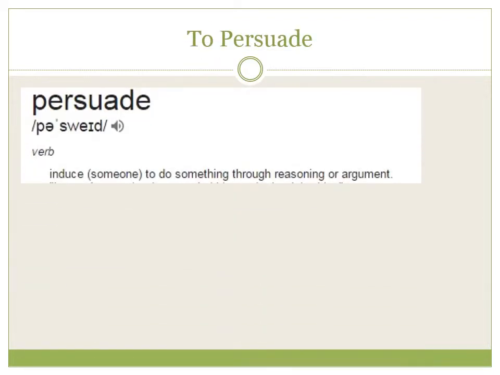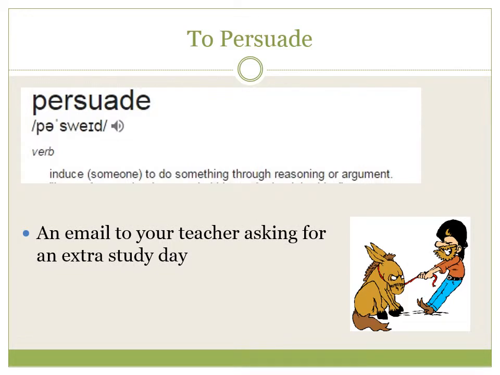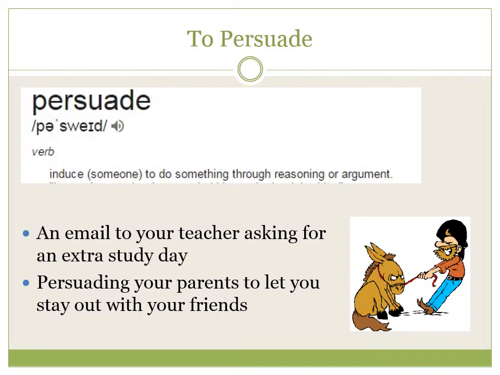So let's begin with persuasion. To persuade is to convince someone to do something or believe something because of what we argue or because of our logic. So this might take the form of an email to your teacher asking for an extra study day before the test. It could be persuading your parents to let you stay out with your friends. So in both of these situations and in this image here, one person is trying to convince the other to do something or to believe something. This is persuasion.